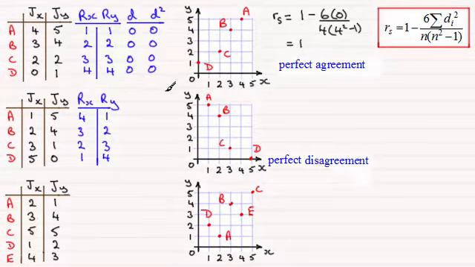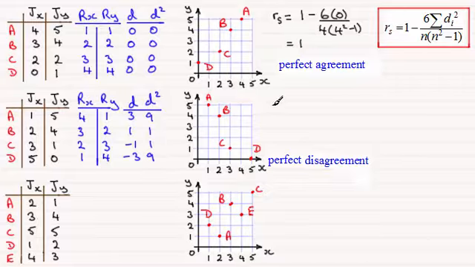Let's look at what it comes out at when we do this one, which we've seen is perfect disagreement. If we work out the value of D for each of these pairs of observations, D here will be 4 take away 1, which is 3. 3 take away 2, 1. 2 take away 3, minus 1. And 1 take away 4, minus 3. Next we square all these values, which eliminates all the negatives. So 3 squared is 9, 1 squared is 1, minus 1 squared is 1, and minus 3 squared is 9.